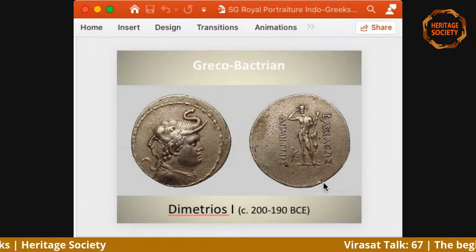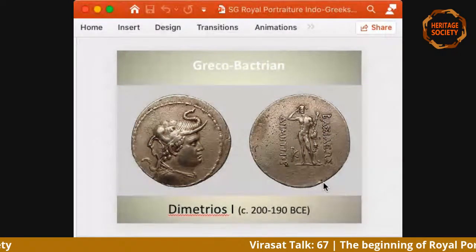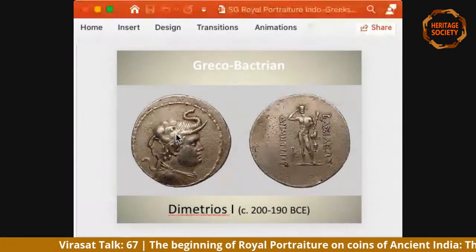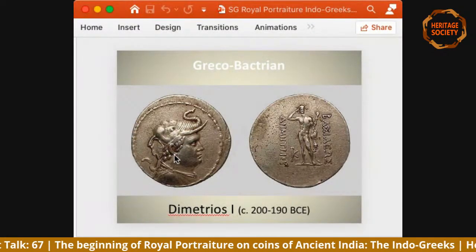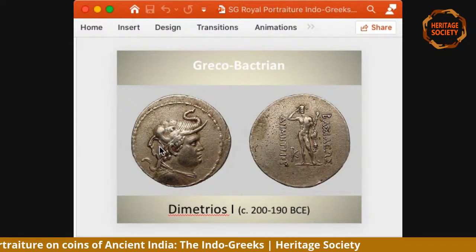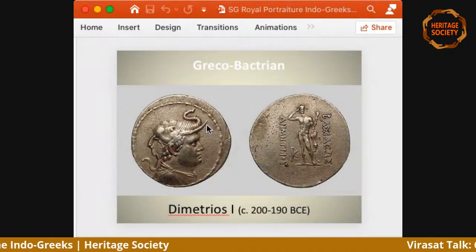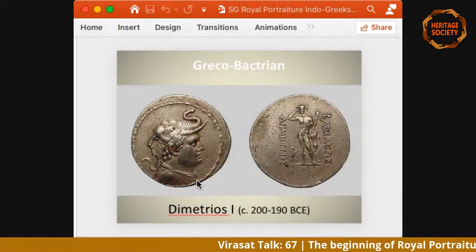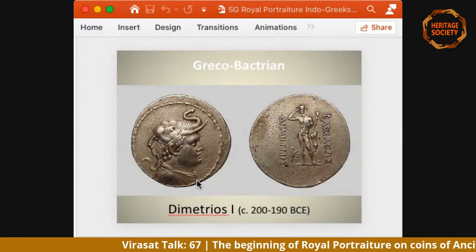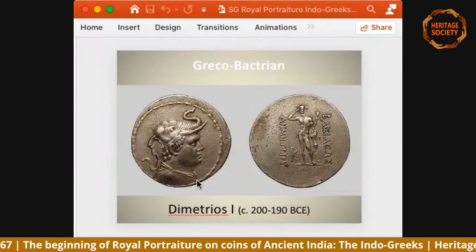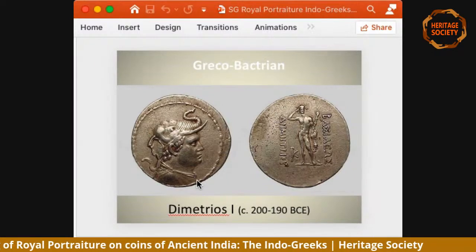This coin of Demetrius shows a very interesting helmet, which is made of the head of an elephant. So the scalp of the elephant has been turned into a helmet, and here you see a curling trunk. The tusks you can see here. I mean, logically, one would laugh at it, that how a human head can support the scalp of an elephant.